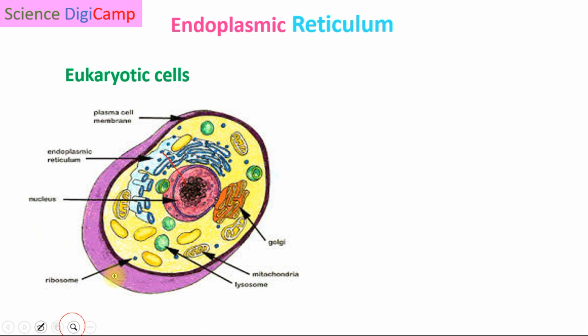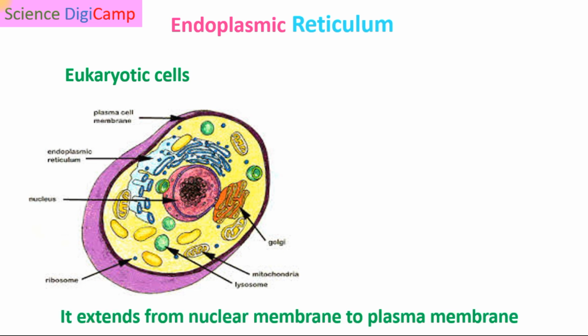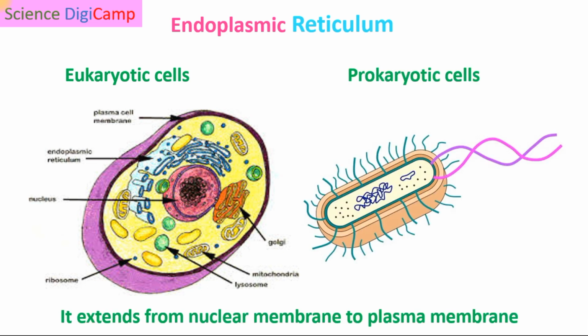Look here, ER continues with the inner layer of nuclear membrane. So it extends from nuclear membrane to plasma membrane. In case of prokaryotic cells, it is absent. Why? Because we know that prokaryotes lack membrane bounded organelles. Since ER is a membrane bounded organelle, it is absent in case of prokaryotic cells.